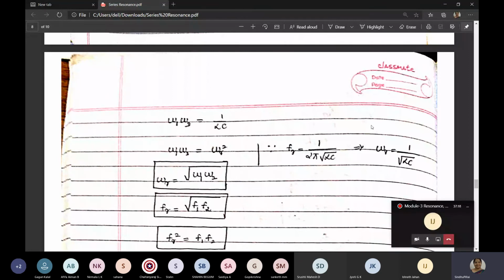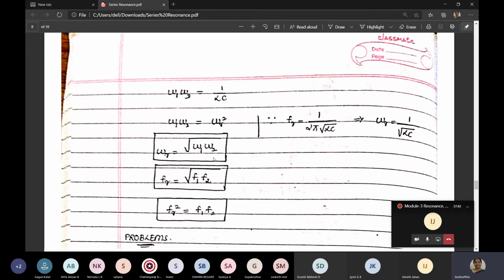How did we get this? We got it from the series resonance equation. What was the series resonance equation? FR is equal to 1 by 2 pi root LC. It can be written in terms of omega: omega R is equal to 1 by root LC. So 1 by root LC, and we have here 1 by LC. It can be written as omega R square, squaring on both sides. So omega 1 omega 2 is equal to omega R square.